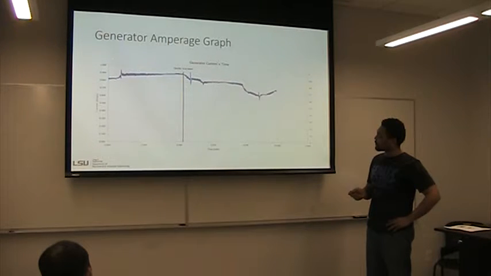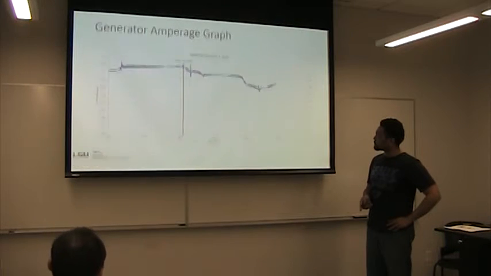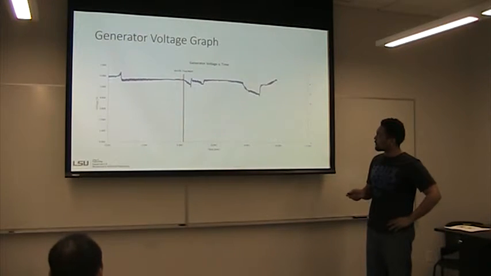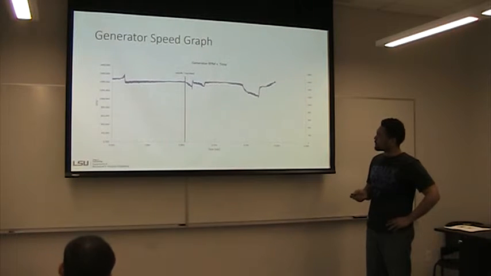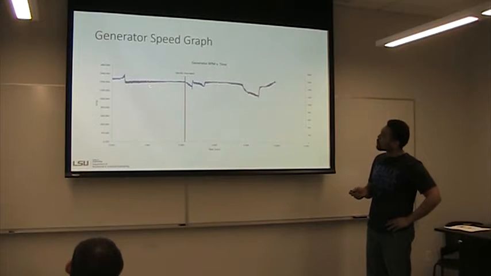Here's the generator amperage graph. We are hovering around 0.9 amps throughout the entire steady state time. The generator voltage graph, 6 volts, which was pretty flat, which was what they want us to stay at. And here's the generator speed, which also remains constant from 2 to 6 minutes through steady state, right around 140, 145, I'd say.